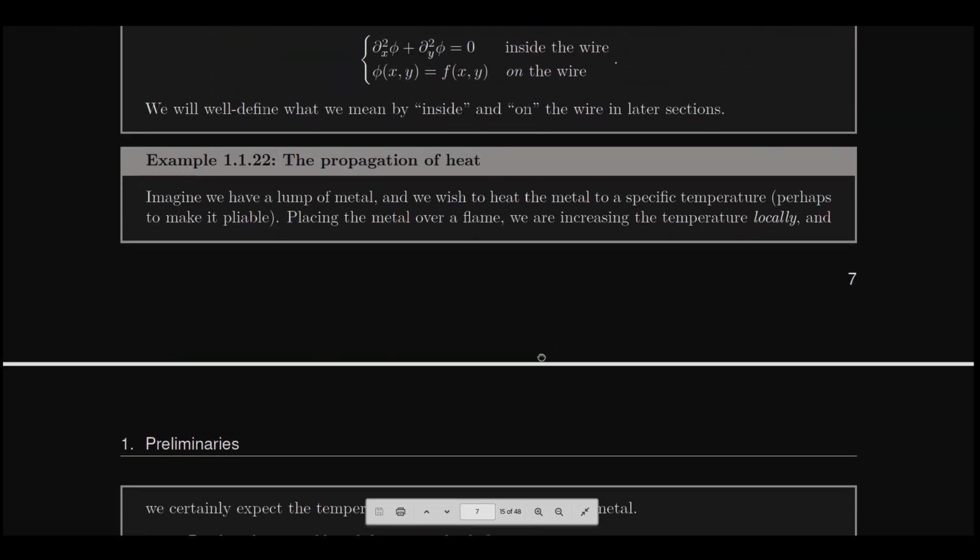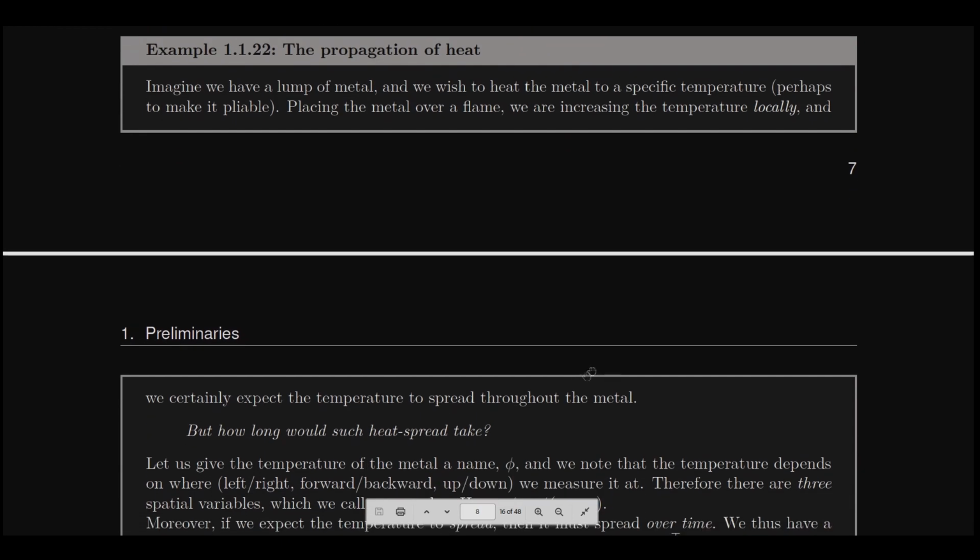Another example is with the propagation of heat. So if we have a lump of metal, and we're going to heat that metal to a specific temperature, maybe to make it pliable, we call this my lump of metal.